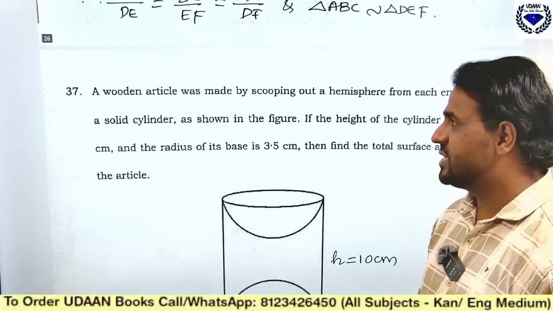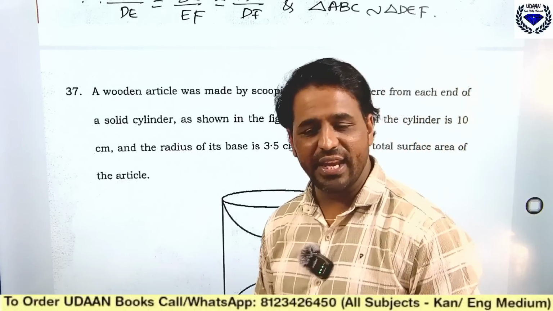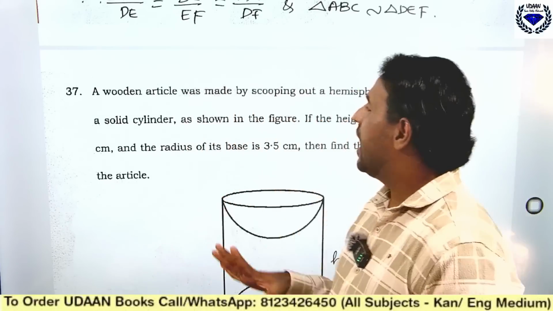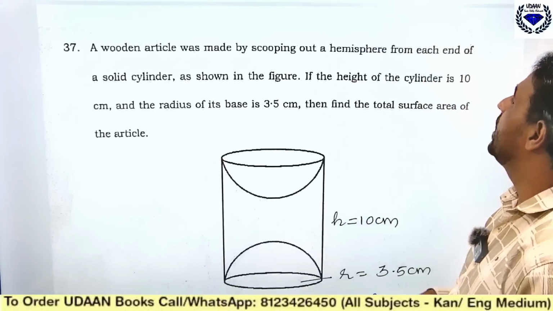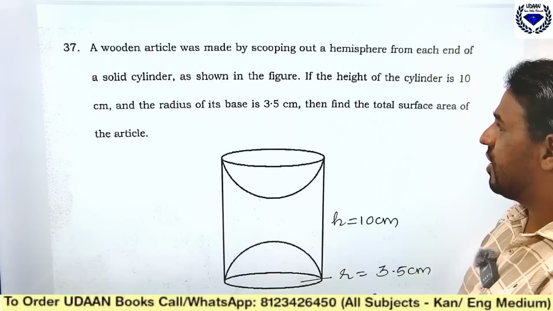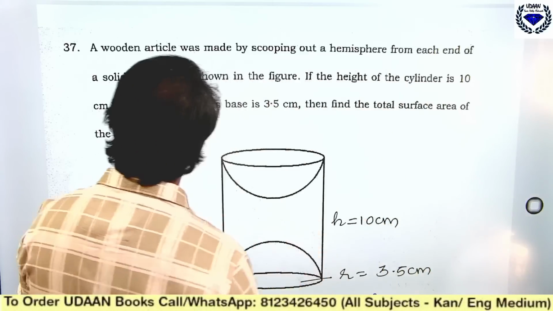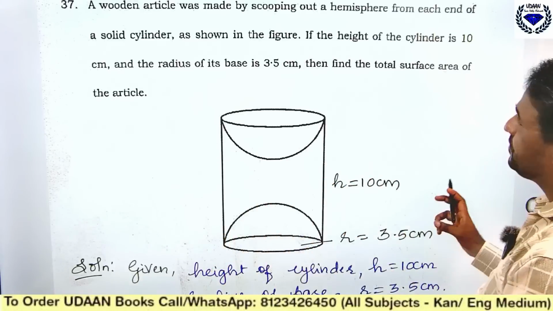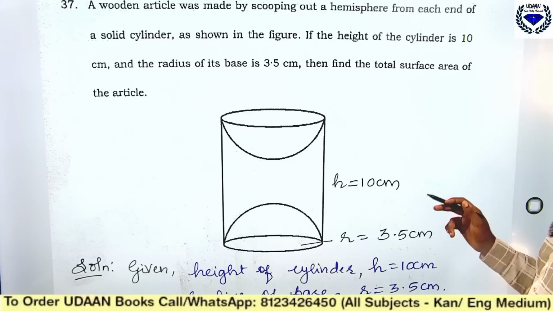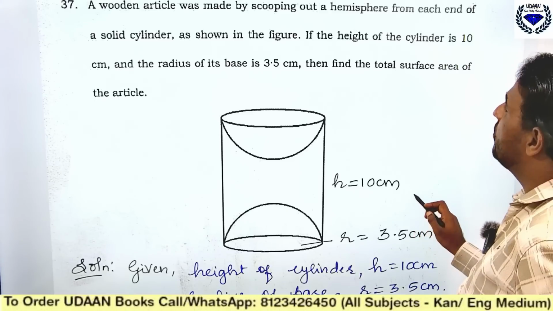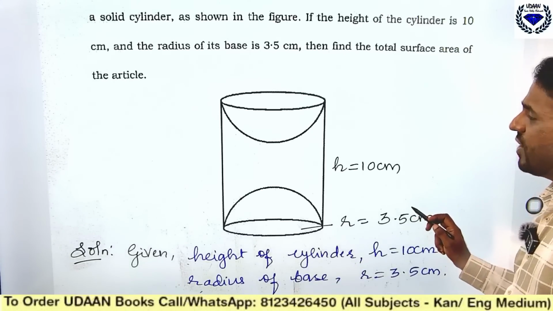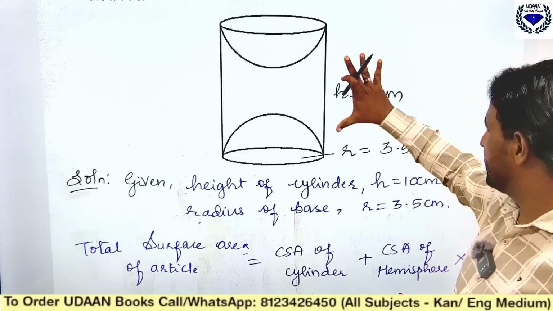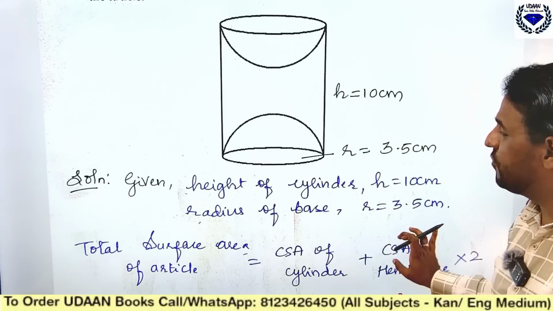Question number 37, the last second question of my discussion. Yes, let us begin with this. A wooden article was made by scooping out a hemisphere from each end of a solid cylinder as shown in the figure. If the height of the cylinder is 10 centimeter and the radius of its base is 3.5, then find the TSA of the article. See, what they are telling is the height of the cylinder is 10, radius is 3.5, and you should find the TSA.